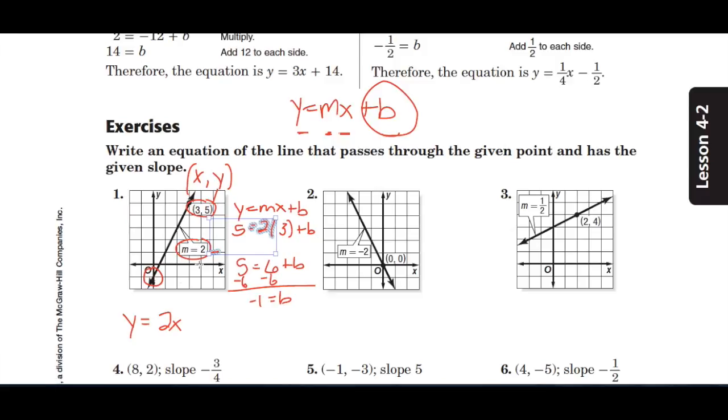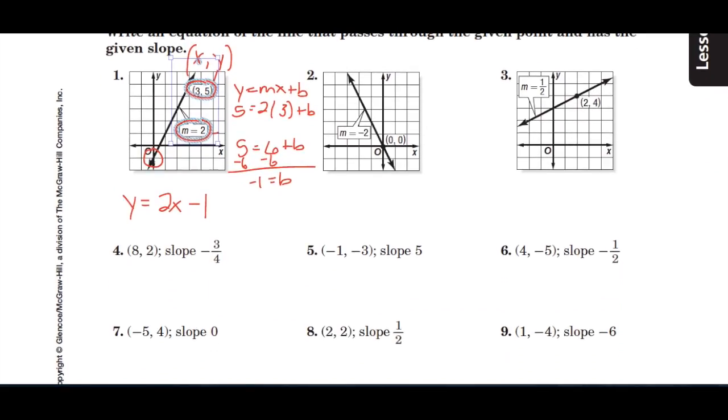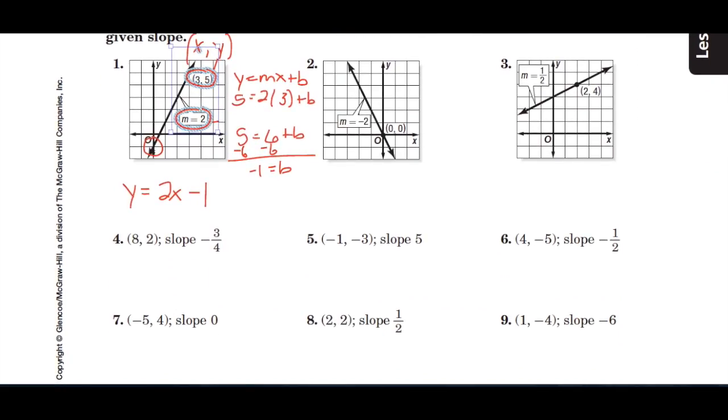I'll substitute that m value back in for m, and then substitute in my b value, which is -1. Okay, let's take a look at number 5. Number 5 does not have a graph, it just tells you the ordered pair and the slope. I'm going to do it the same exact way though as number 1, y equals mx plus b.